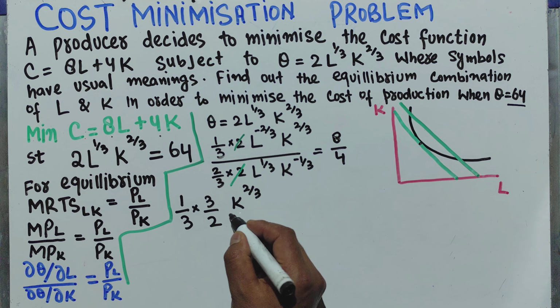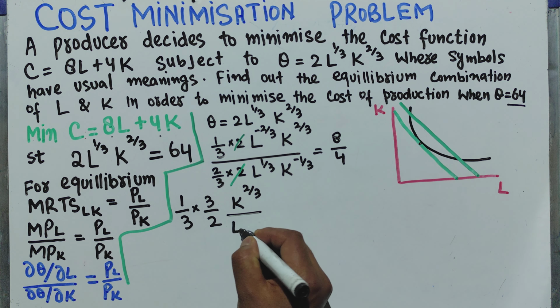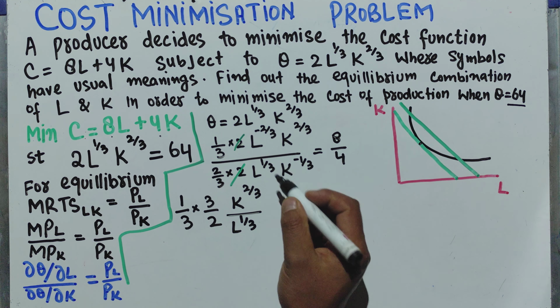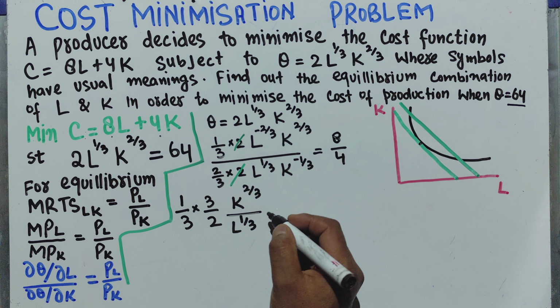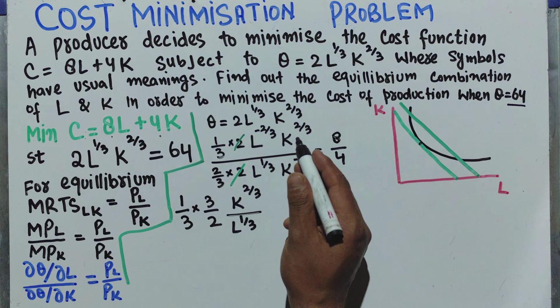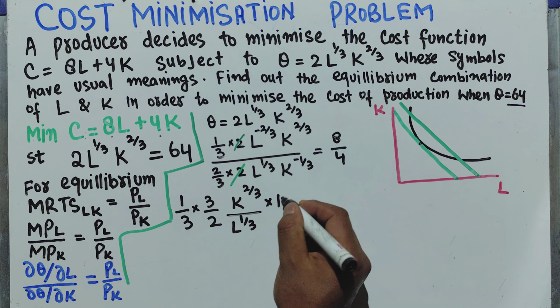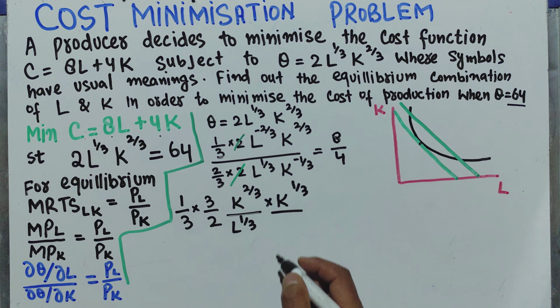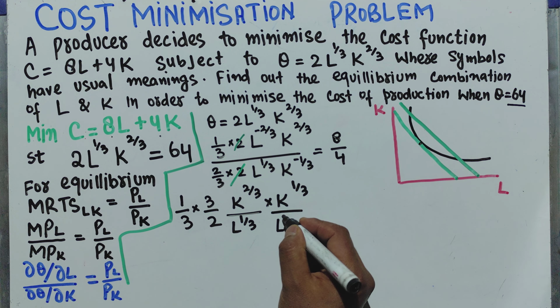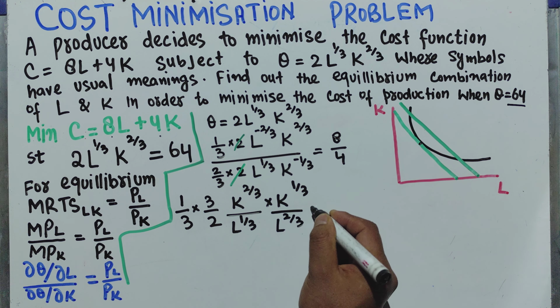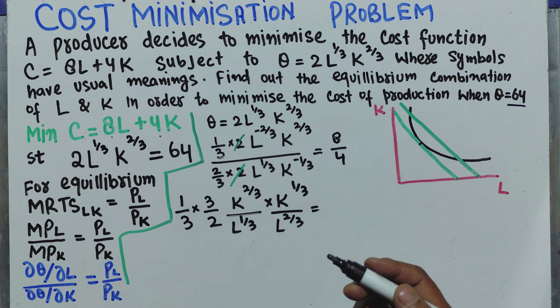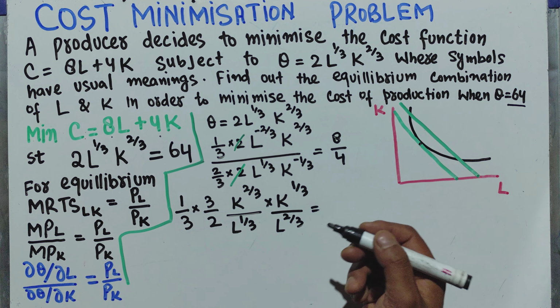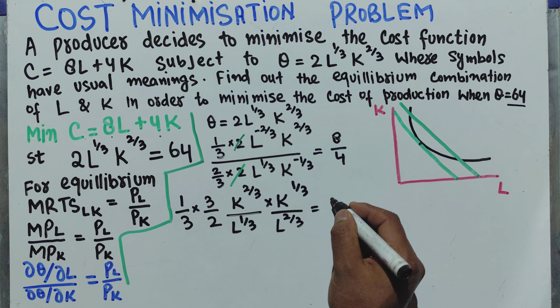Then let me write L raised power 1 upon 3. Now transpose this to denominator, and this to numerator. So we have here K raised power plus 1 upon 3, and transposing this to denominator, it becomes L raised power plus 2 upon 3. When we change the terms from numerator to denominator, the exponent sign changes. So 8 upon 4 is equal to 2.